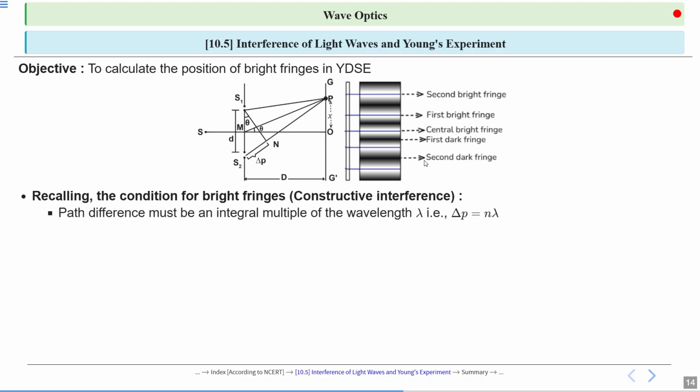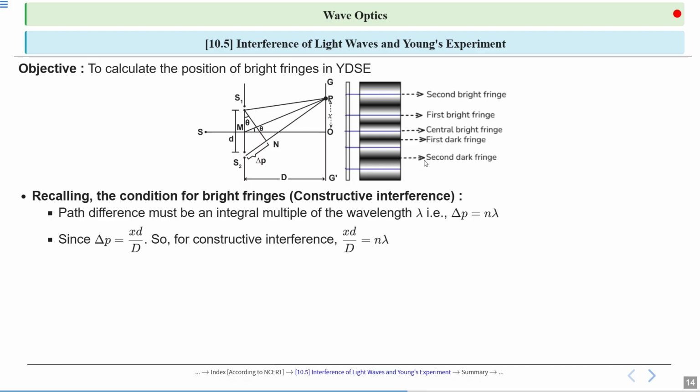Okay. So for constructive interference to occur, we discussed yesterday in the interference topic: for constructive interference, what should be the path difference between the two waves? It must be an integral multiple of the wavelength, that is n lambda, and n is equal to 0, 1, 2, 3, and so on. This means that the difference in distance traveled by the two waves should be equal to n times the wavelength, where n is an integer.